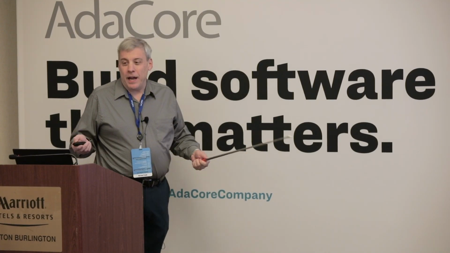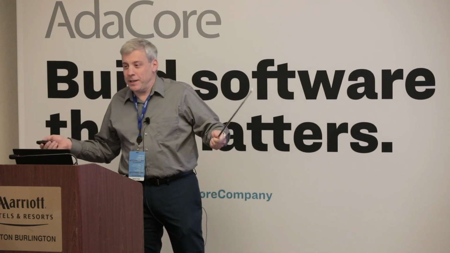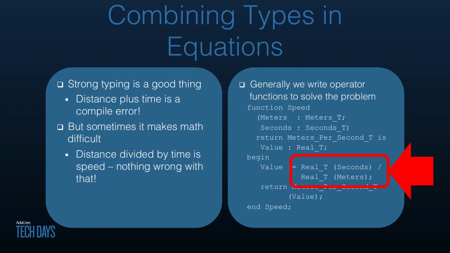One of the other categories of issues is there's a benefit in Ada. We always talk about strong typing. Strong typing is awesome. Distance plus time, that's a compile error. It's not just that it causes your satellite to crash into the earth or whatever, but it makes math different. Distance plus time is a compile error, but distance divided by time is speed.